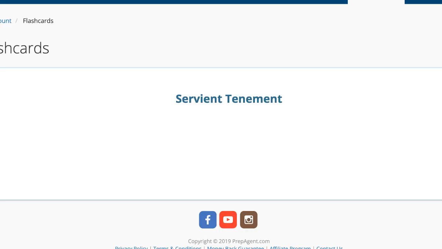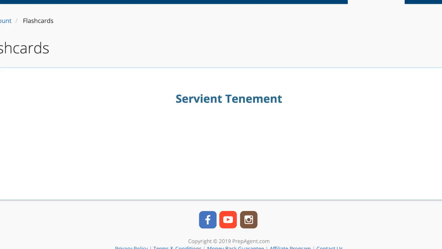Sometimes people get that confused because typically the servient tenement is much larger than the dominant tenement. And you think, well, they're serving the dominant purpose, but you got to think they have it because the servient tenement is very often a large piece of land, and the dominant tenement is a small property behind that land.